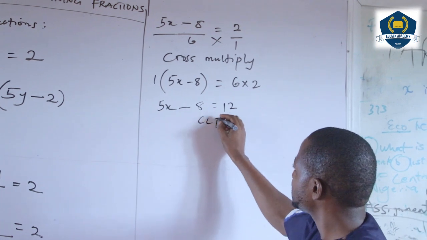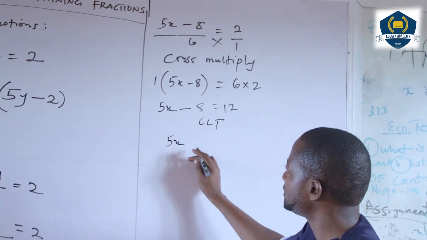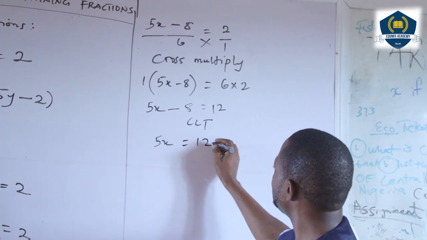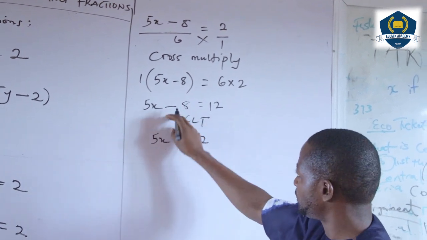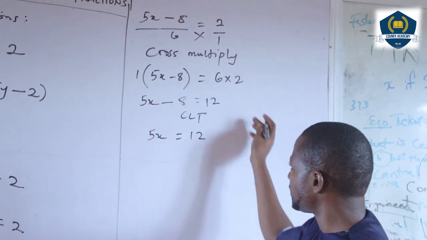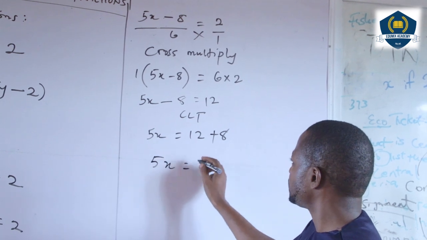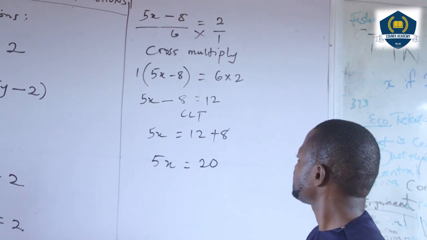Then you collect like terms. So, you have 5x on the left hand side. Alright? Then is equal to 12. Then the 12 is already on the right. So, bring minus 8 to the right hand side. Minus 8 comes to the right from the left. It becomes plus 8. So, 5x is equal to 12 plus 8. That should be 20. Alright?